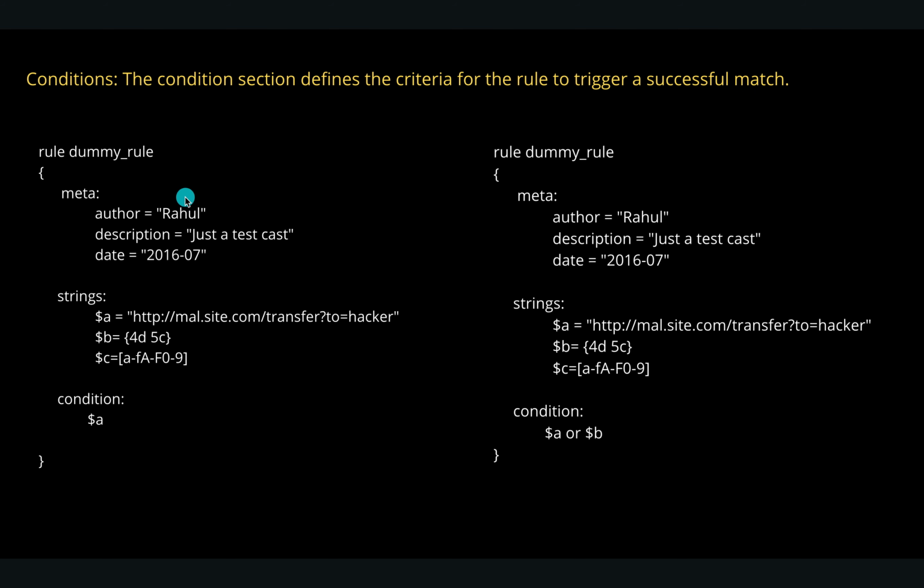The third part is the conditions. These are the conditions that you will match, and if the condition matches, Yara will say that this is a particular malicious file. For example, I have just written down a rule, which I have called dummy rule.